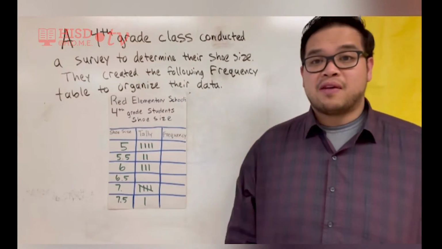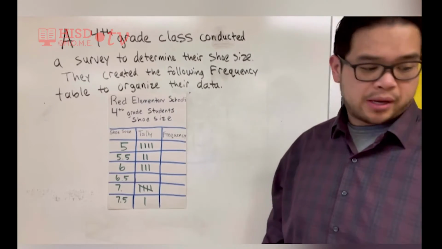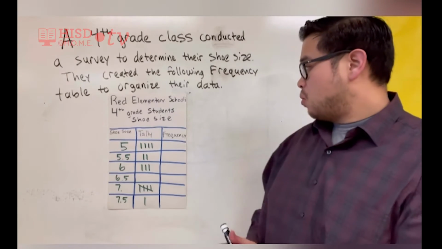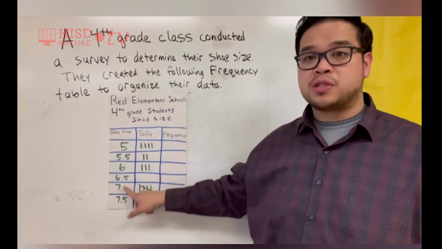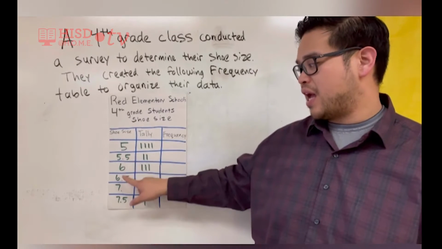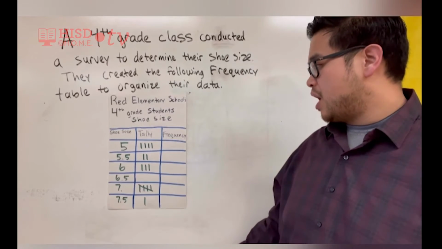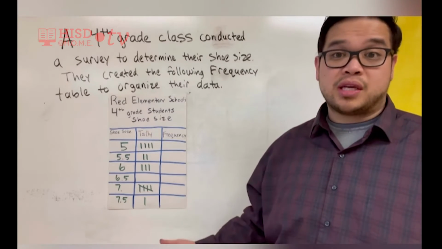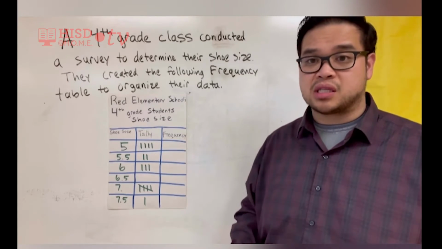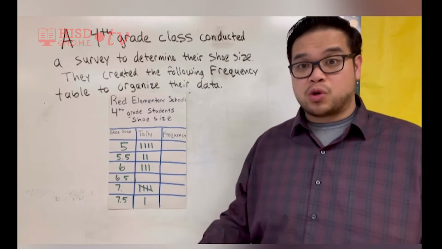Okay, so now that you may have this in your journal, let's talk about it. What we have here are different shoe sizes: 5, 5.5, 6, 6.5, 7, and 7.5. And then we have the tally marks, like how we did earlier in our gauge part of the lesson. So now, what do you think we have to do?